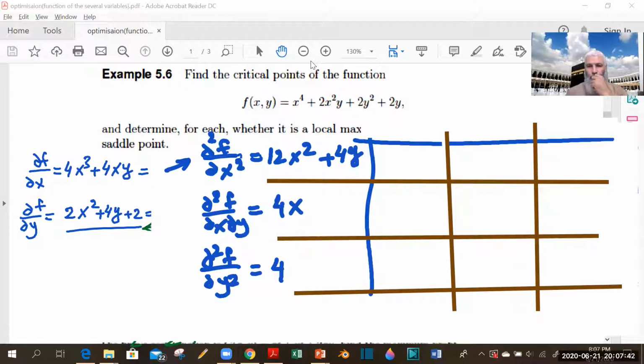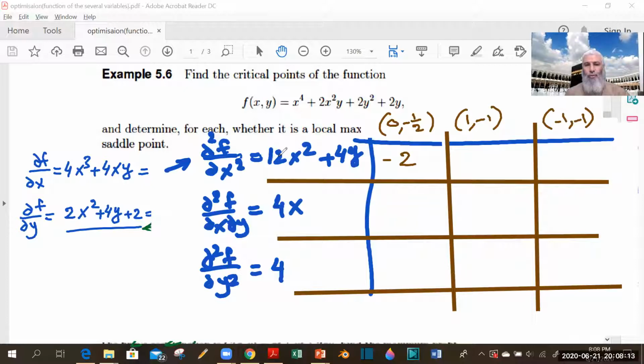Add. The first critical point is 0 and -1/2. Second critical point, 1 and -1. Third critical point is -1 and -1. So now x is 0, so this part is 0. And y is -1/2. 4 multiplied by -1/2 is just -2, right? Yes. Now 1 and -1.